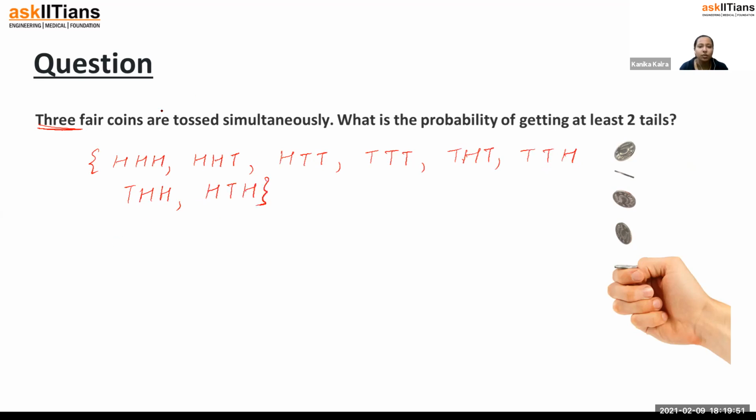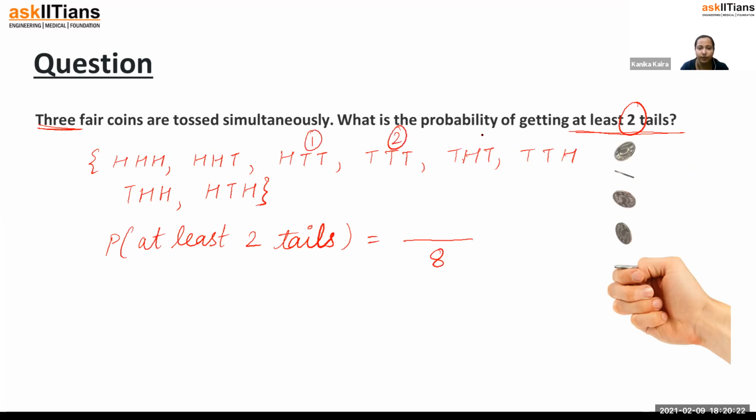All right. So you have to find out the probability of getting at least two tails. At least two tails means the minimum should be two, the maximum can be three as well. But two should be there. So the probability of getting at least two tails would be, first of all, the total outcomes are 8. Now let's look at the favorable ones. This would be 1, 2, 3, 4. So 4 possibilities are there. That's 1 by 2.